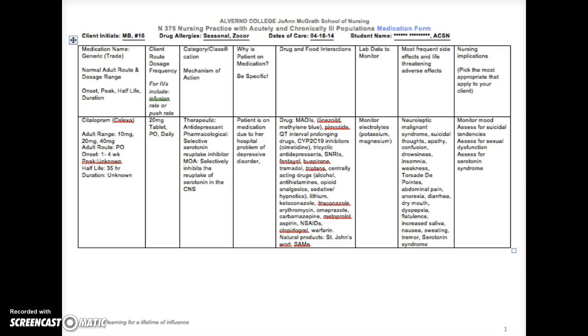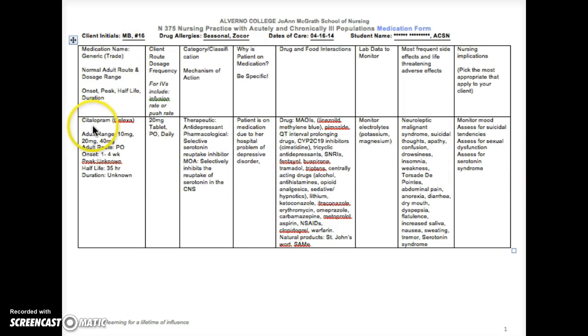This is a video to show you how to fill out the med sheet correctly. So first and foremost, you see that she has the client initials as well as the room number here, allergies, when she took care of the patient, your name. Then you move on here, you can see each row is one medication.